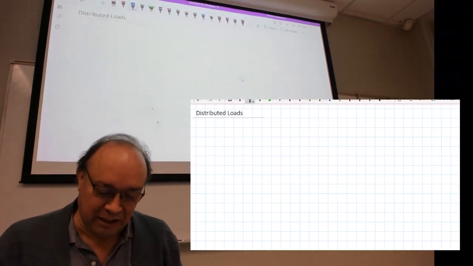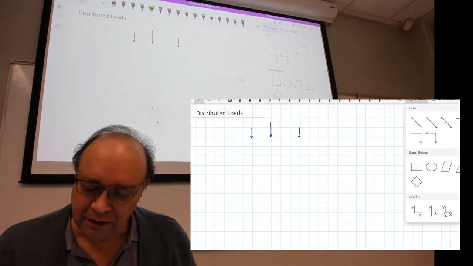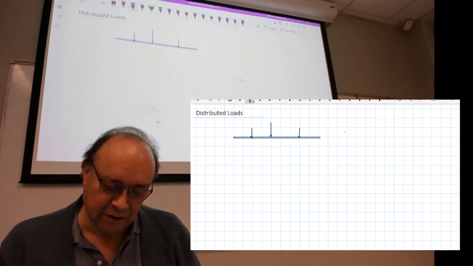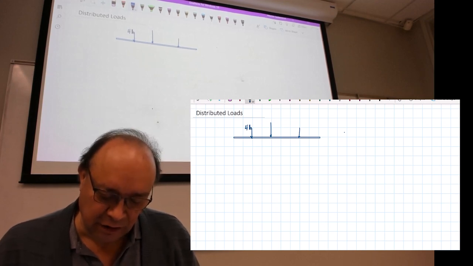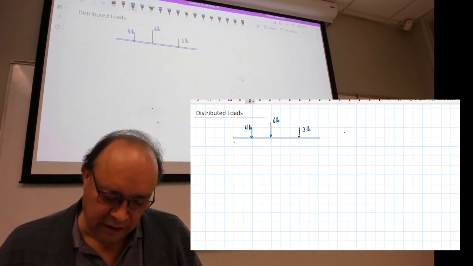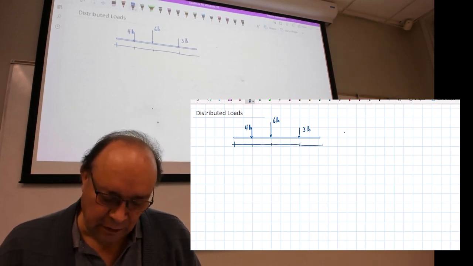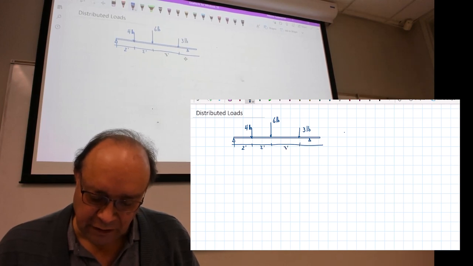Equivalent systems, right. If you have a load here, another load here, and another load here, let's say you have that in a beam. Let's say you have a load of 4 pounds, 6 pounds, 3 pounds. And these distances are, let's say this is one support here, another support here, and this is 2 feet, 2 feet, 3 feet, 2 feet.